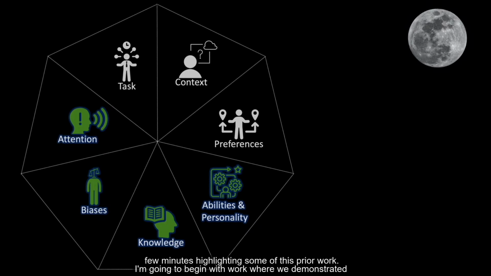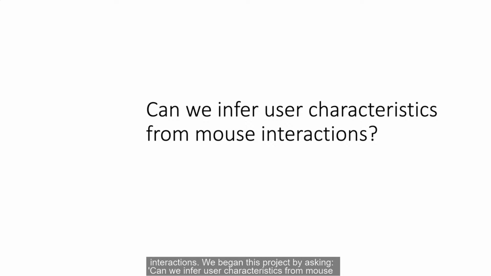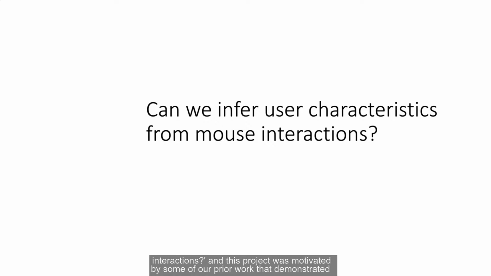I'm going to begin with work where we demonstrated that we can learn users' personality traits based on the observations that we make with their interactions. We began this project by asking, can we infer user characteristics from mouse interactions? And this project was motivated by some of our prior work that demonstrated that individual differences, such as personality traits and cognitive abilities, can impact speed, accuracy, and strategies on visualization tasks.